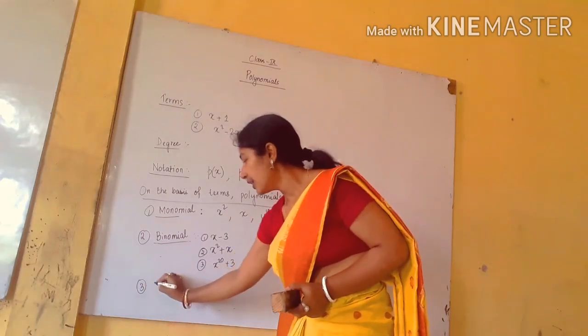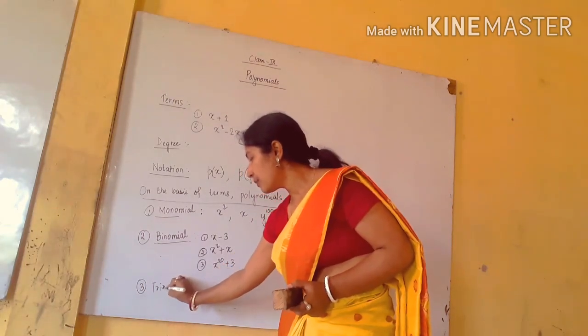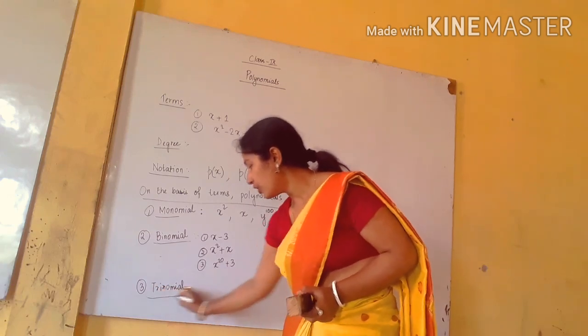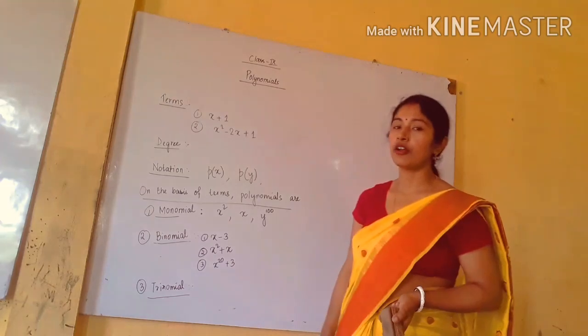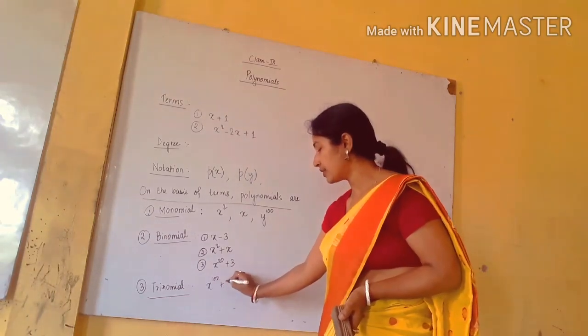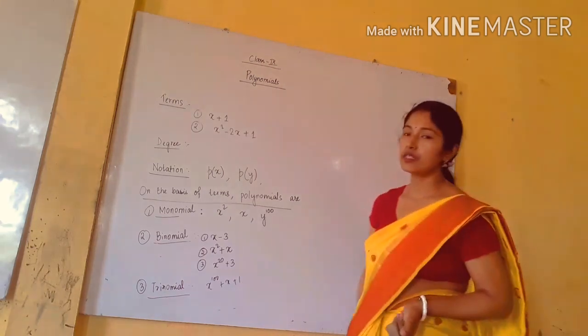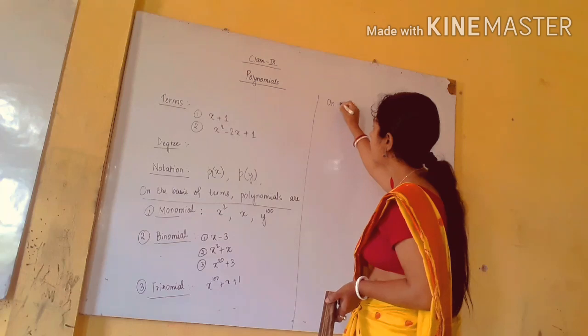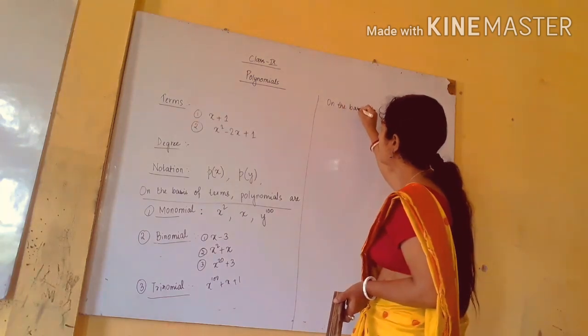Next, number 3 is trinomial. Similarly, the meaning of tri is 3 terms. So the polynomial having 3 terms is called trinomial. For example, x to the power 100 plus x plus 1. This is a trinomial.